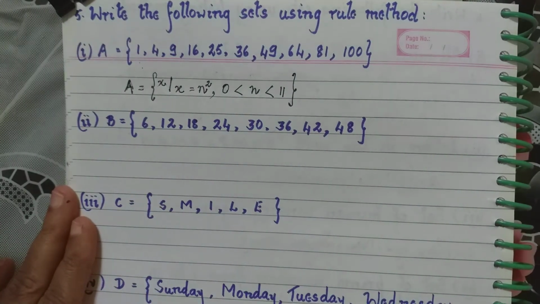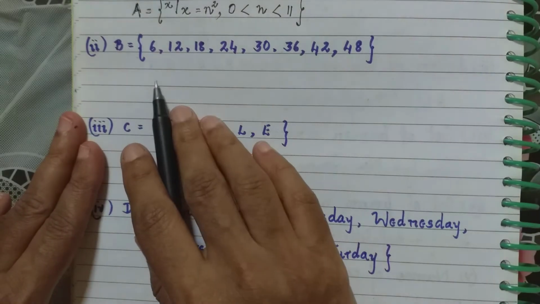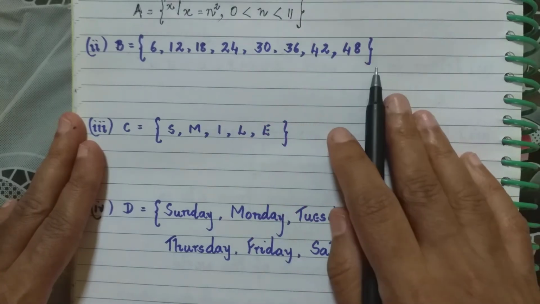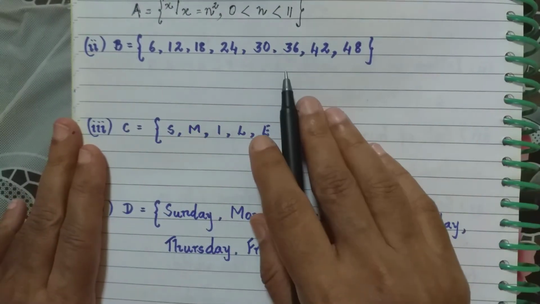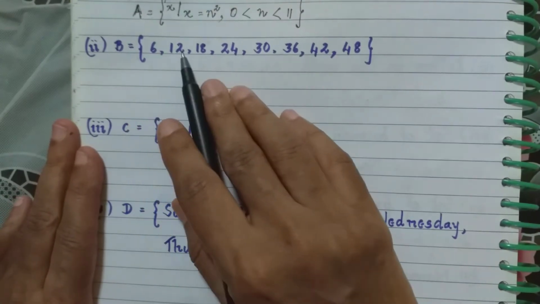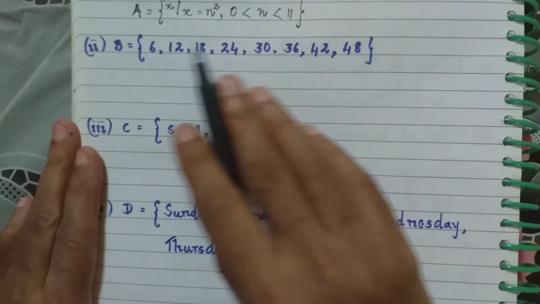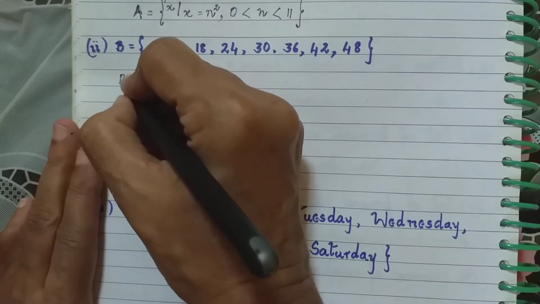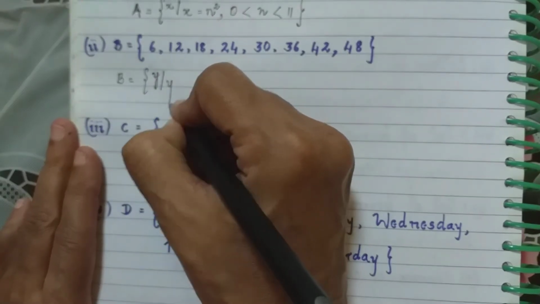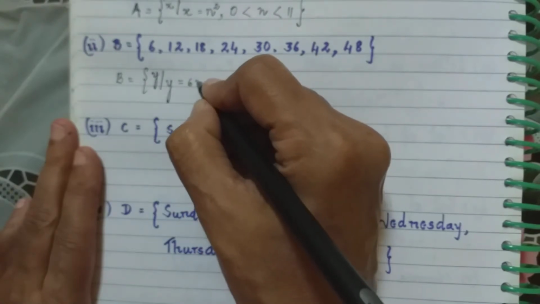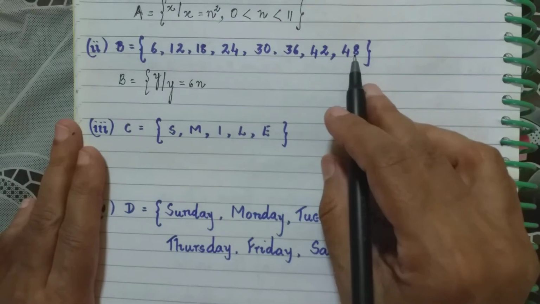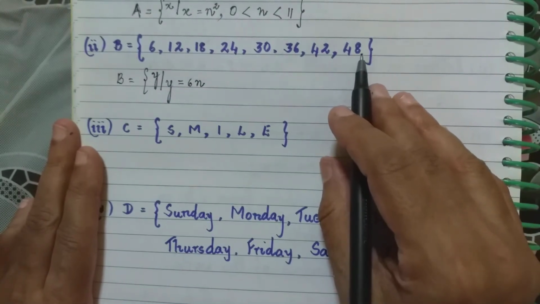Coming to the set B, B is equal to 6, 12, 18, 24, 30, 36, 42, 48. When we observe this, we understand that these are all multiples of 6. This is 6 1s are, 6 2s are, 6 3s are, 6 4s are. That means B is the set of all y such that y is equal to 6n, right? 6 times any number. This is 6 1s are, this is 6 8s are 48.